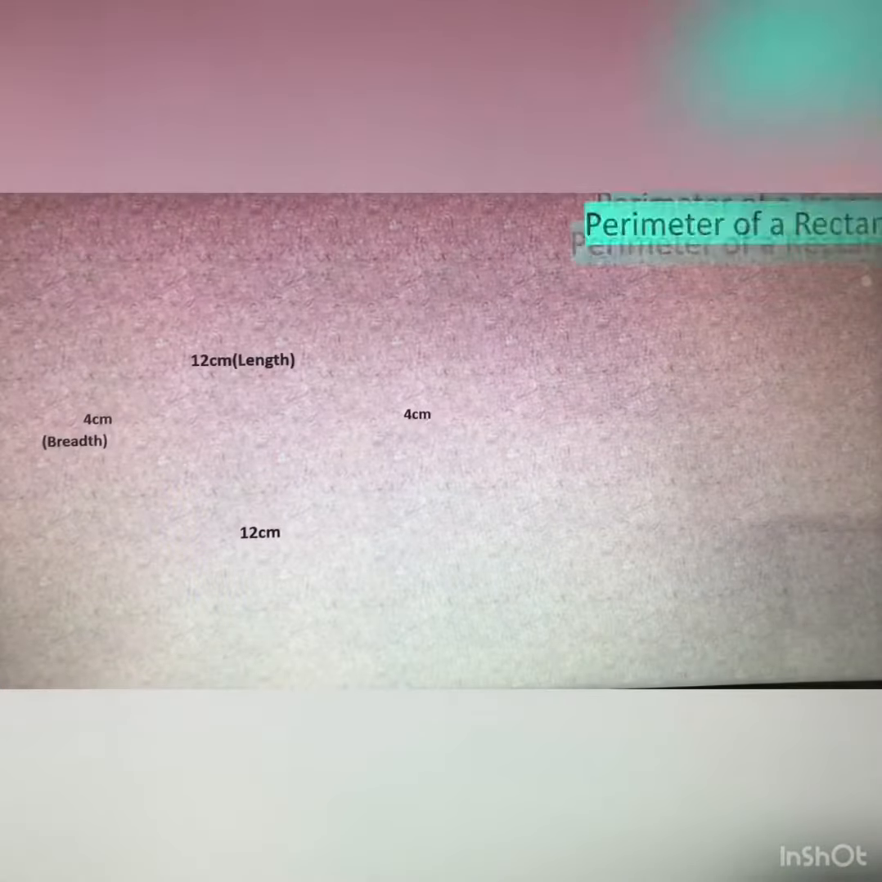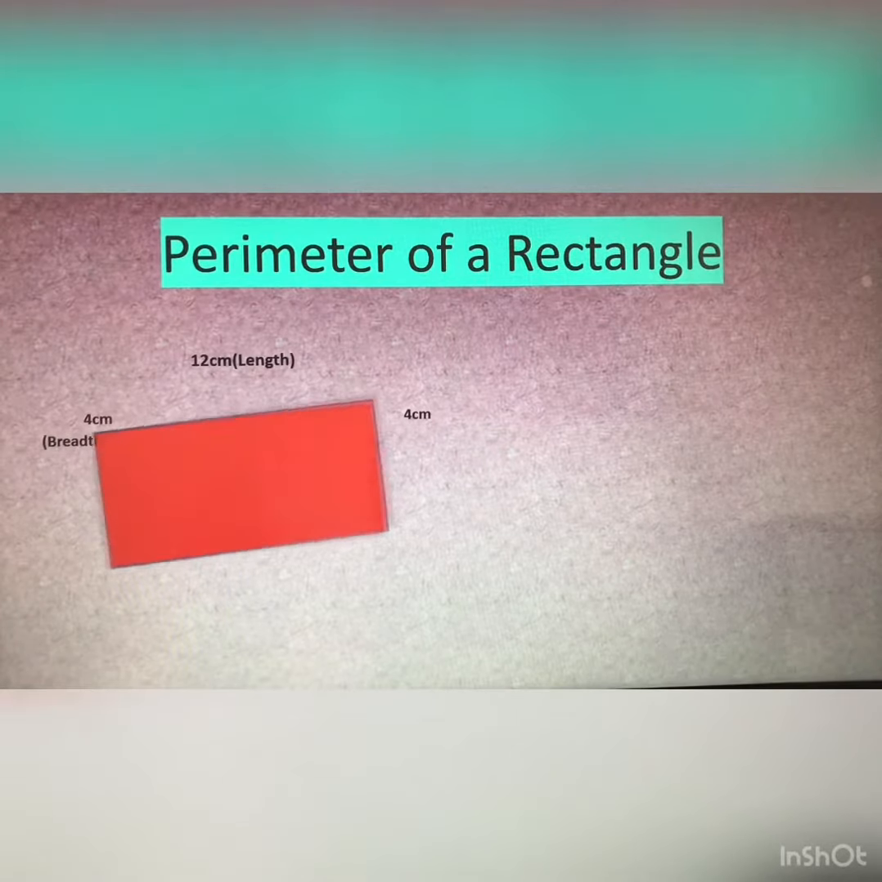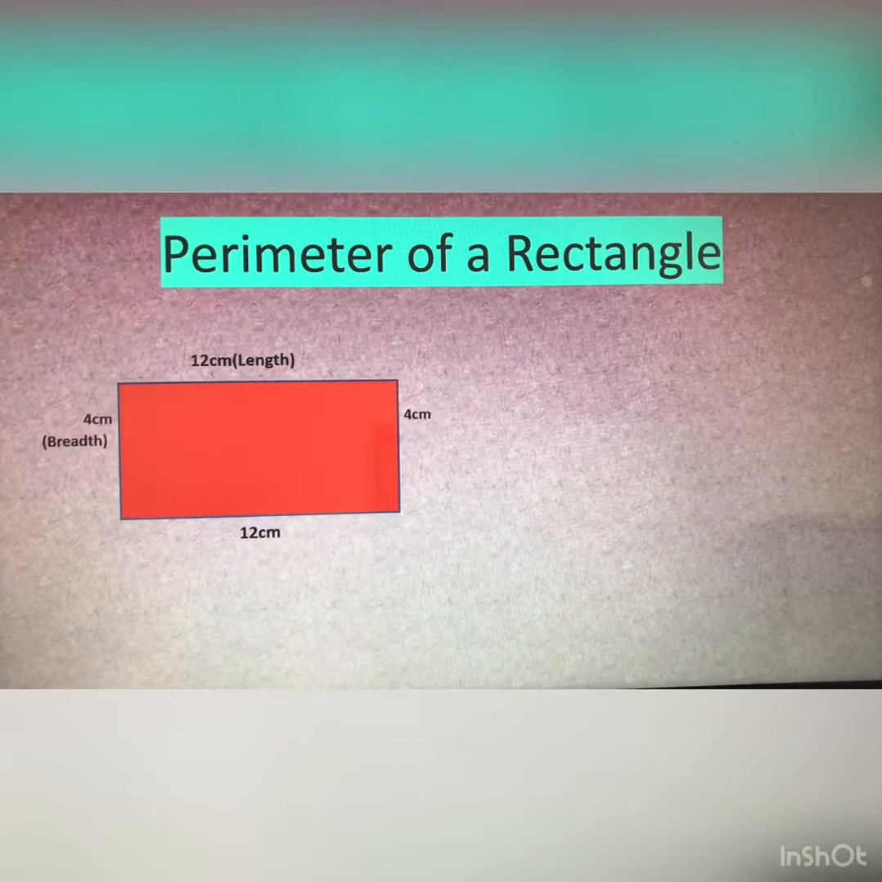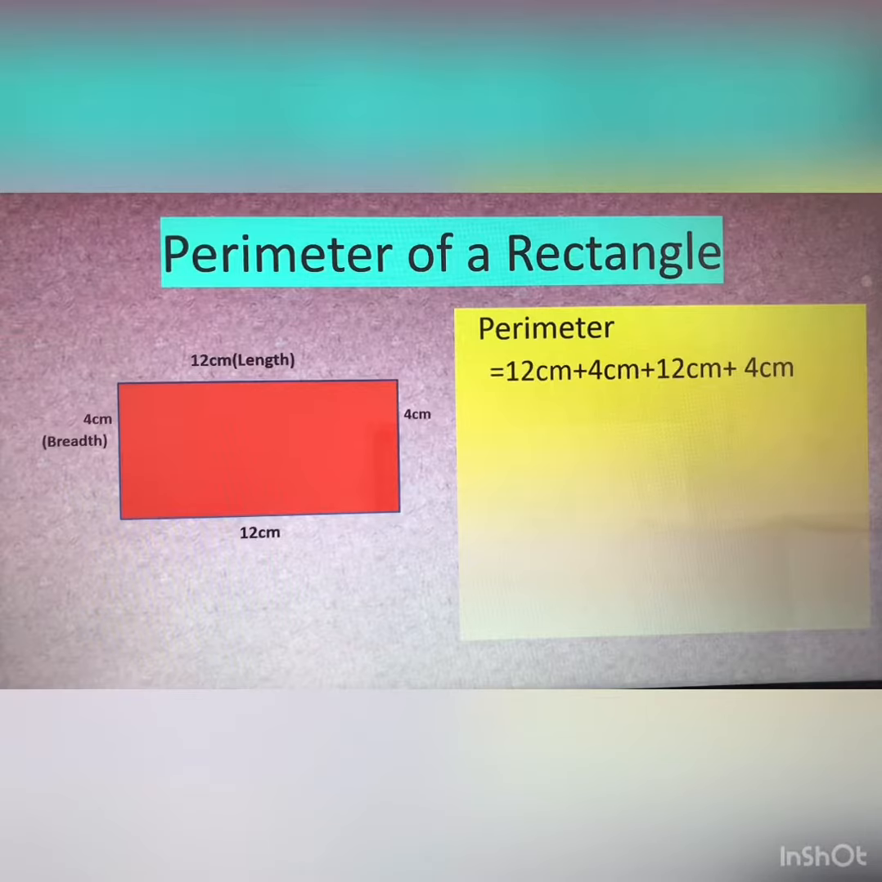Now tell about the perimeter of a rectangle. Yes, this is a rectangle with length 12 centimeter and breadth 4 centimeter. So what is the perimeter of this rectangle? We can find it as perimeter equal to 12 centimeter plus 4 centimeter plus 12 centimeter plus 4 centimeter, which means the total length of the boundary.